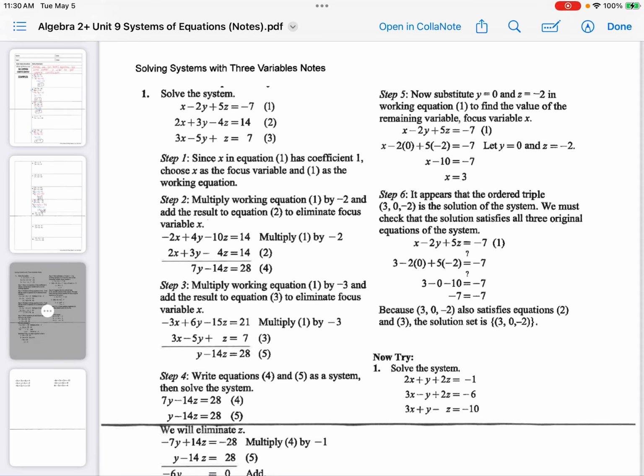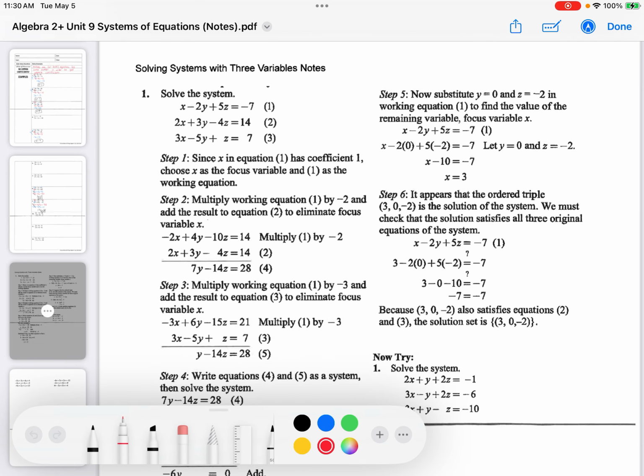Alrighty guys, so this is the big lesson for this unit: solving systems of equations in 3 variables. With this system, we have 3 equations, and these equations all have 3 variables. So we're going to use the same skills that we have used before for equations with only 2 variables and 2 equations, but it's going to look a little bit different because we've now got 3 equations with 3 variables. We're going to be using elimination for the most part.